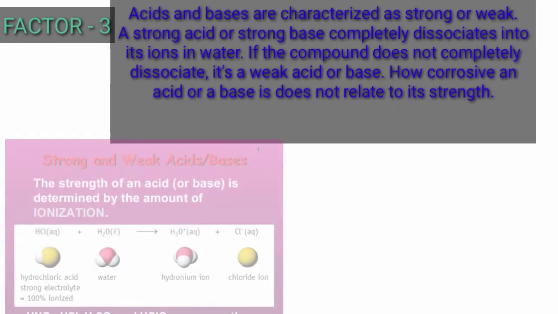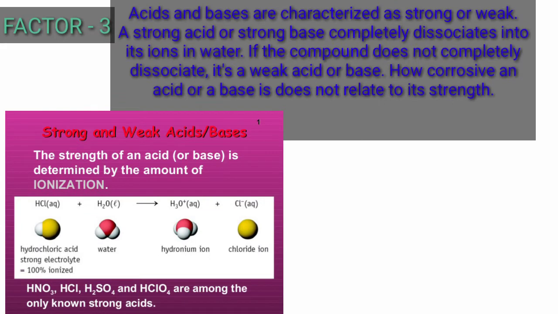Fact number 3. In this topic, we will discuss the strength of acids and bases. Acids and bases are characterized as strong or weak. A strong acid or strong base completely dissociates into its ions in water. If the compound does not completely dissociate, it's a weak acid or base. How corrosive an acid or a base is does not relate to its strength. Let's see the picture. The strength of an acid or base is determined by the amount of ionization.